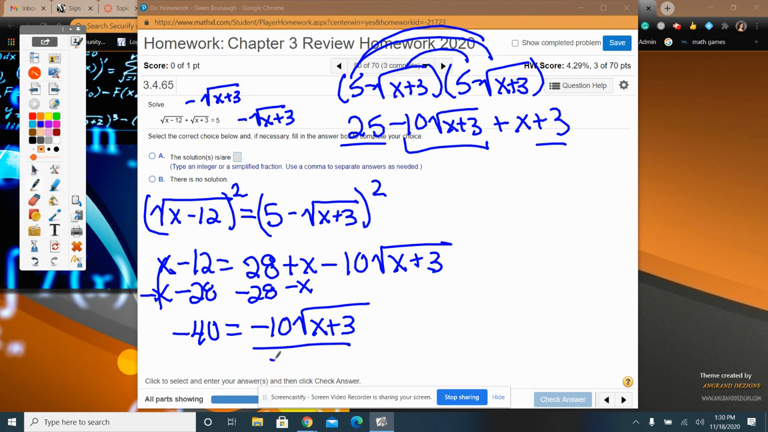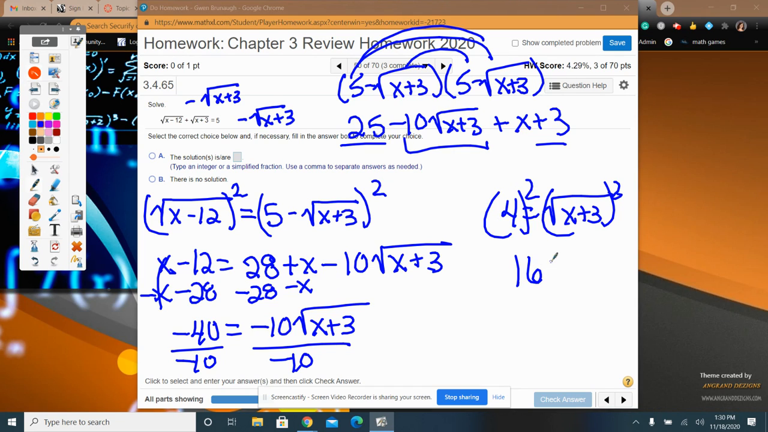They're being multiplied, so you divide by negative 10 to clear that up, and you get 4 equals the square root of x plus 3. Square both sides, and you get 16 equals x plus 3. And you subtract 3, and you get 13 as your answer.